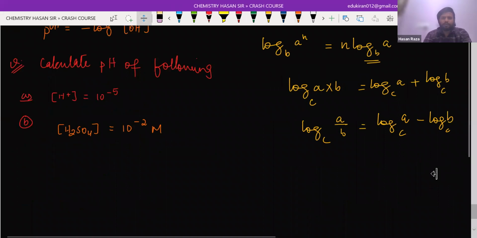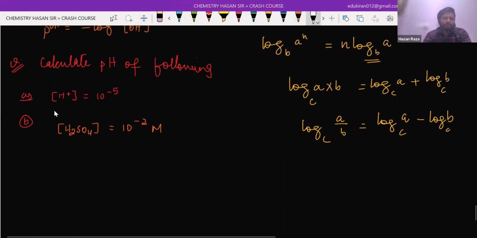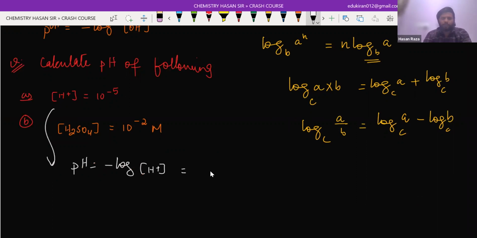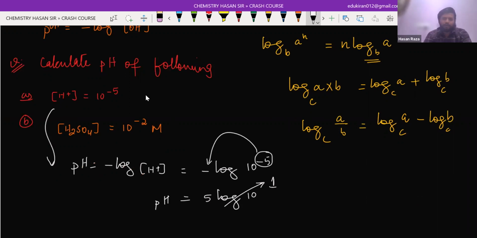So this will have a formula: pH is equal to minus log of H plus. If you calculate minus log of 10 raised to the power minus 5, this power will directly come here. Negative into negative is positive, 5, and log 10 has a value of 1. So the pH of the first one will be equal to 5.